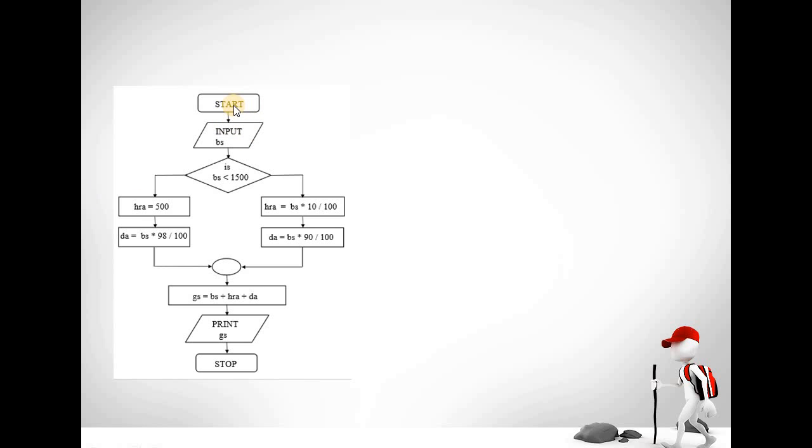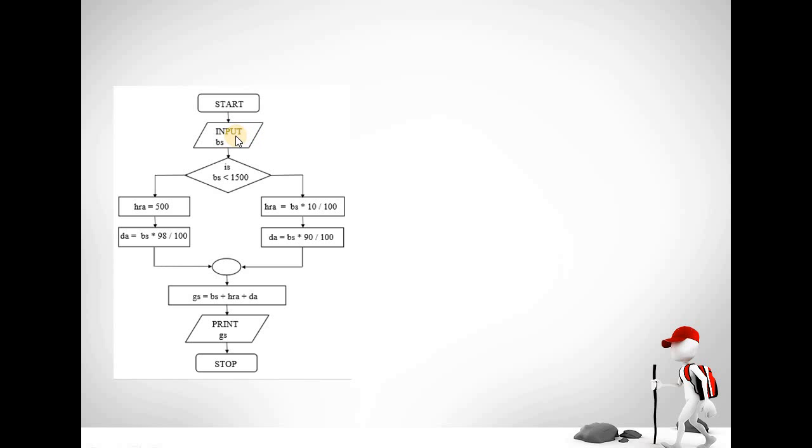Over here you can see that there is one start, and obviously a stop, it has to be there. And after start there is input BS, BS for base salary. This is in a parallelogram, which means this is an input or output statement.